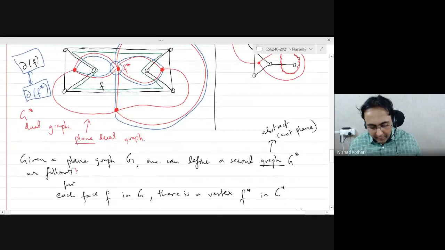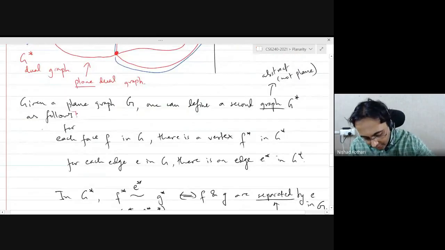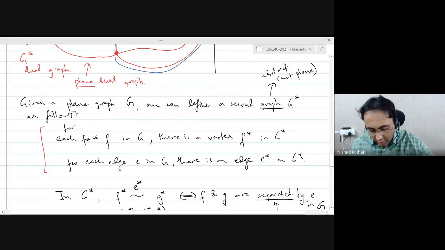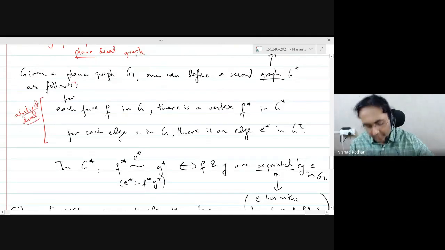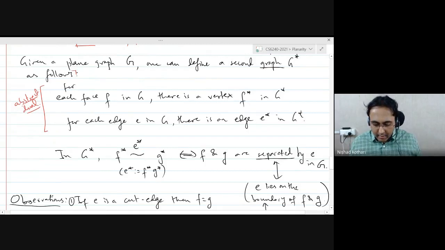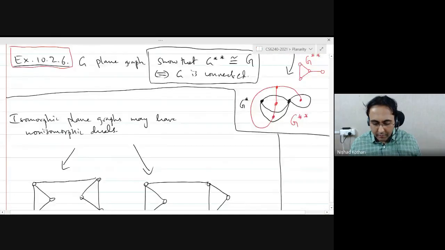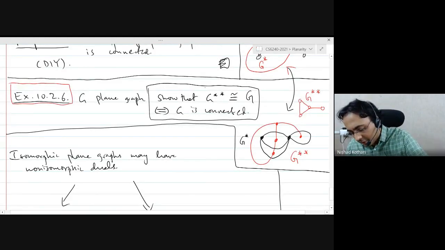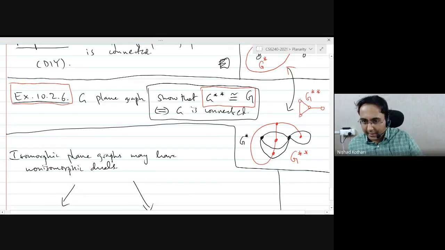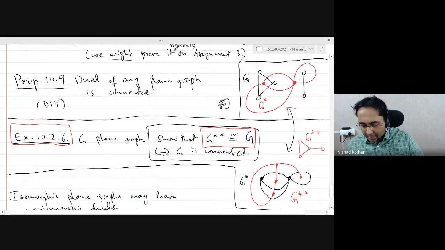So this way you can define the plane dual graph. However, the definition written here doesn't talk about any drawings. So this is the definition for the abstract dual graph. Once you have the plane dual, you can take the dual of the plane dual. The claim here is that by doing so, you will get back the original graph so long as the original graph is connected. And we saw a counterexample when you remove the connectivity condition.